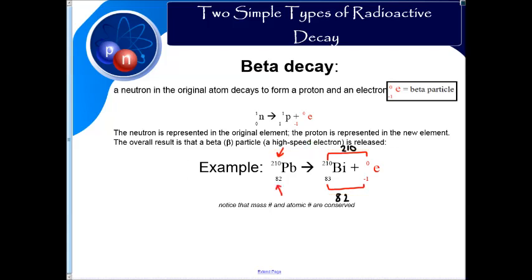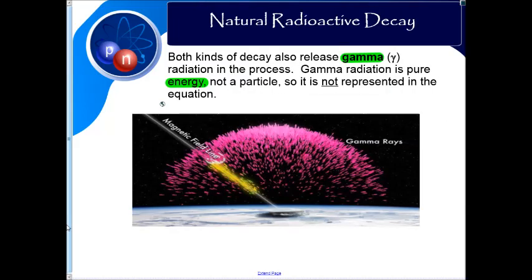Now, this again is a great way to check ourselves. Mass number is 210 on this side, it's 210 on this side, 82 on this side, 83 plus -1 is 82 on that side. Now, both kinds of decay, both alpha and beta, will also release gamma radiation in the process. Gamma radiation is pure energy, not a particle, so it is not represented in any of our equations.